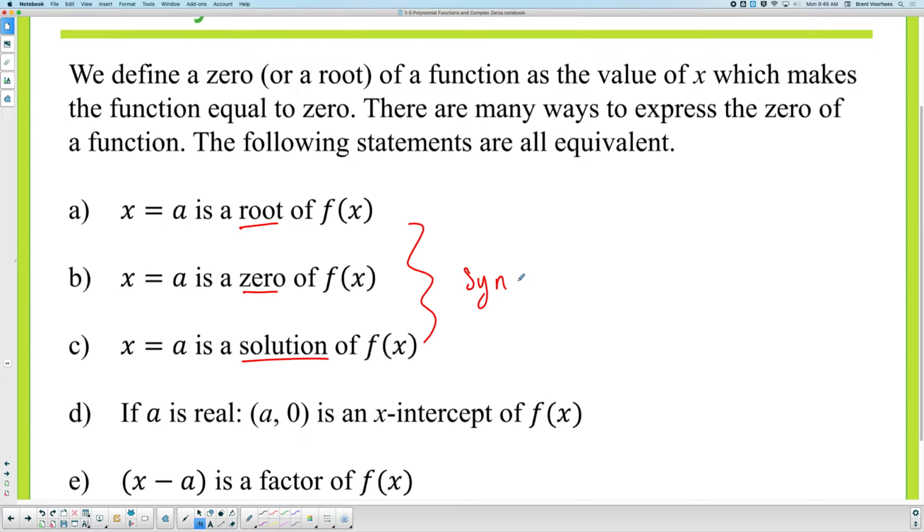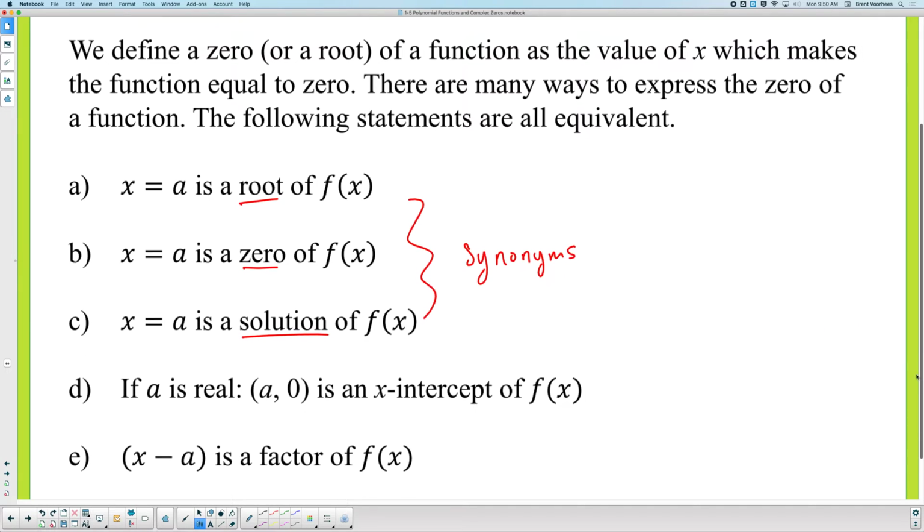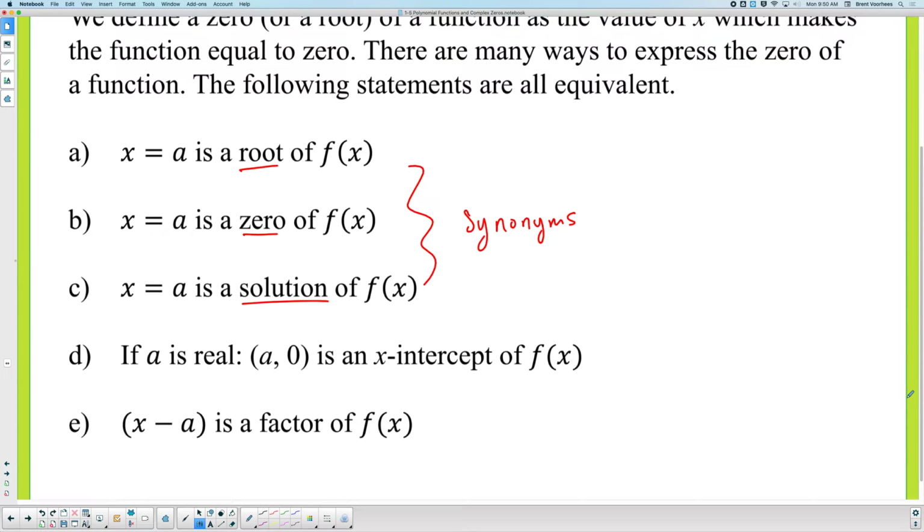Oh man, synonyms maybe? I don't know if that's how you spell that. Someone could do a Google. Synonyms just means they mean the same thing. Someone could Google that for me. I don't know how we're supposed to spell that word. But synonym.